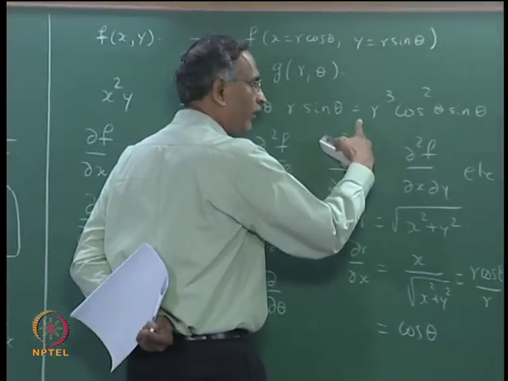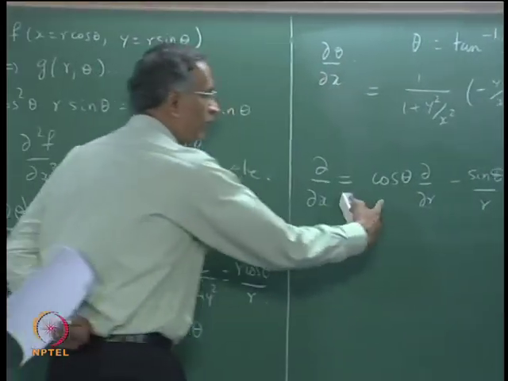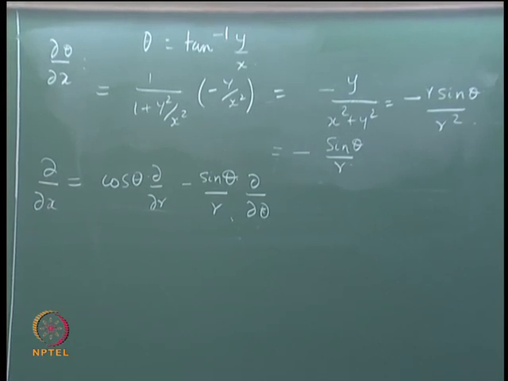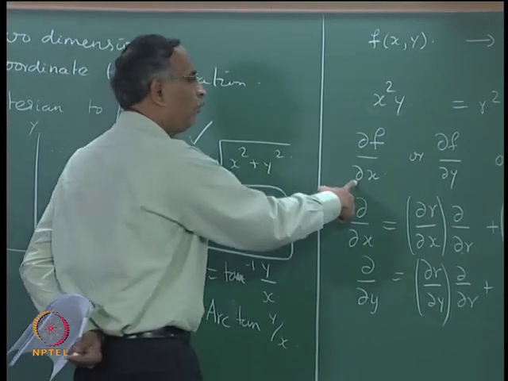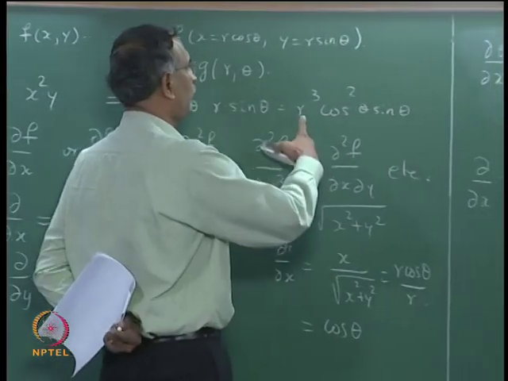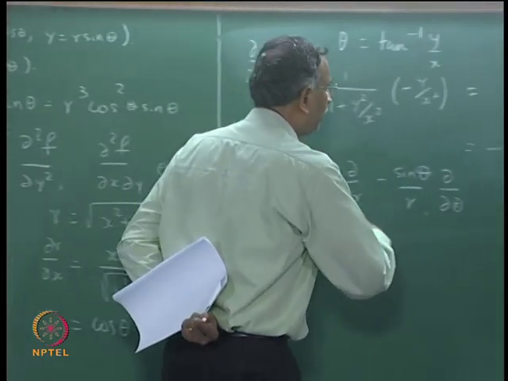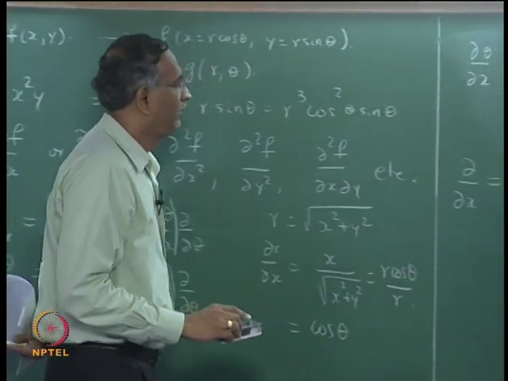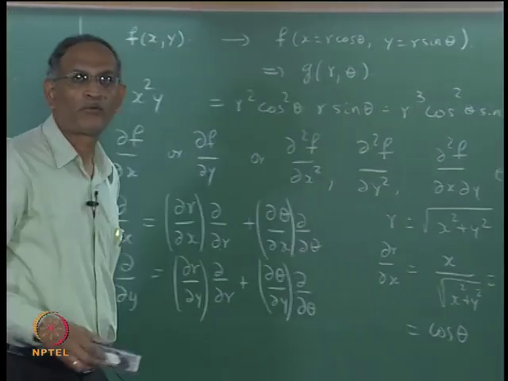To get that same form from here, you must use this derivative expression, and therefore, the equivalence is that x squared y and dou by dou x are equivalent respectively to r cube cos square theta sin theta and cos theta dou by dou r minus sin theta by r dou by dou theta. That is what it is. You have to transform everything carefully. Now, this is only with respect to the derivatives.